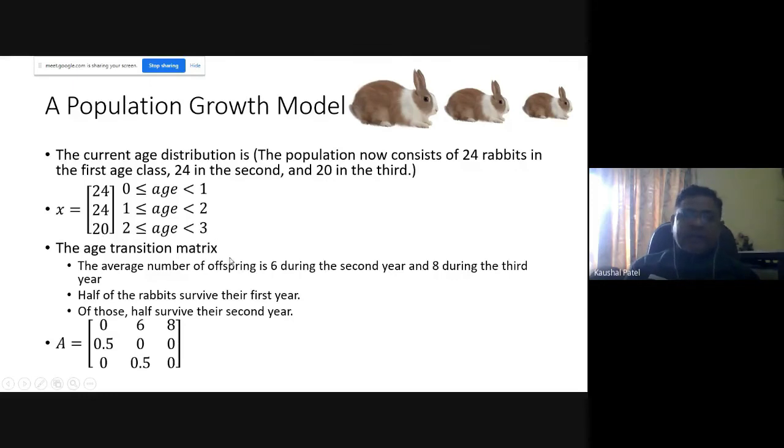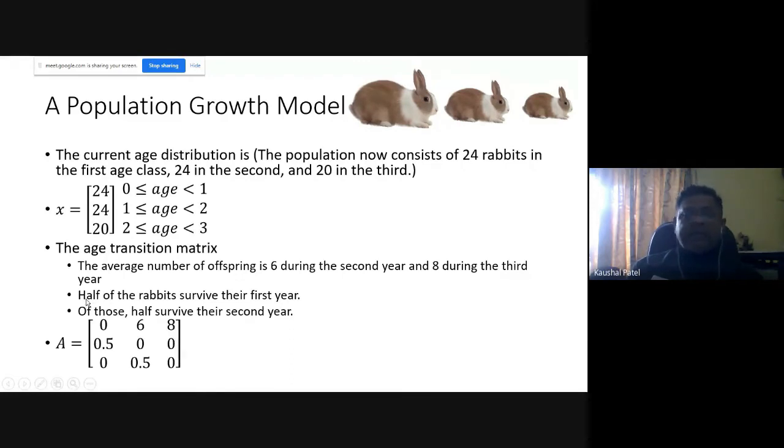The age transition matrix: now there is another piece of information that we convert into matrix form. The average number of offspring is 6 during the second year and 8 during the third year. So in the first year, no offspring. In the second year, they produce 6 offspring. In the third year, they produce 8 offspring.